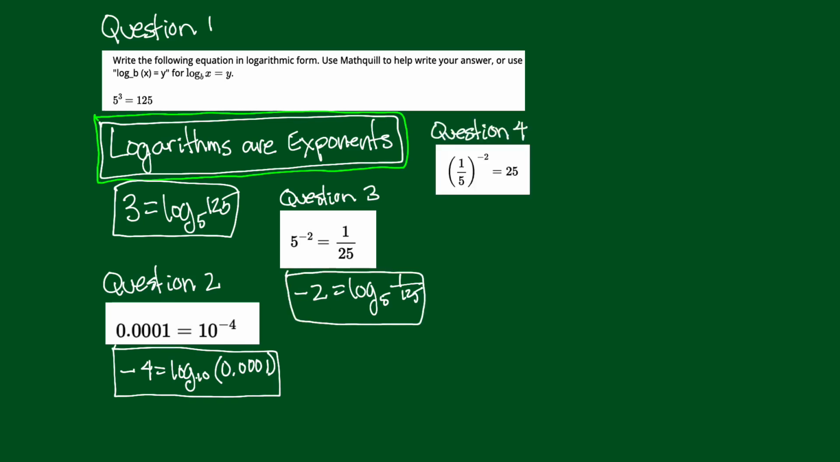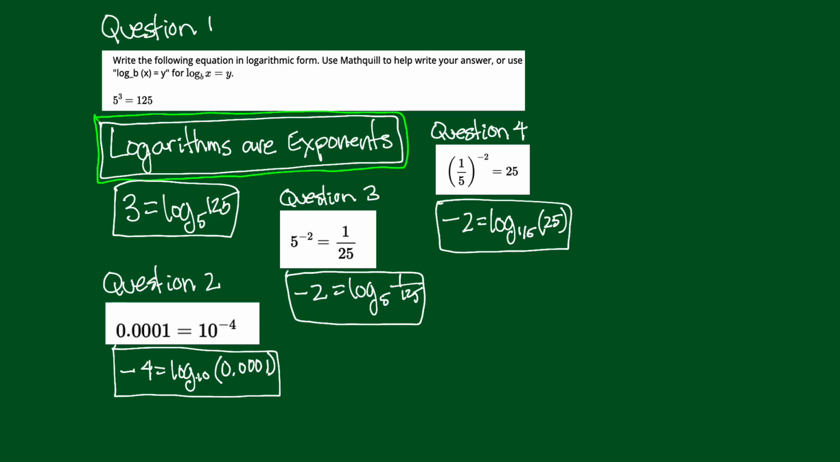Question 4, same thing, convert this exponential form to logarithmic form. So over here, logarithms are exponents, and the exponent here is -2. So how about -2 is equal to the log. Now the base here is 1/5. I'll write it like this. 1/5 of, just so it's clear, I'll put the 25 in parentheses. You don't need to do that. But what it says is that the logarithm, base 1/5, is -2.